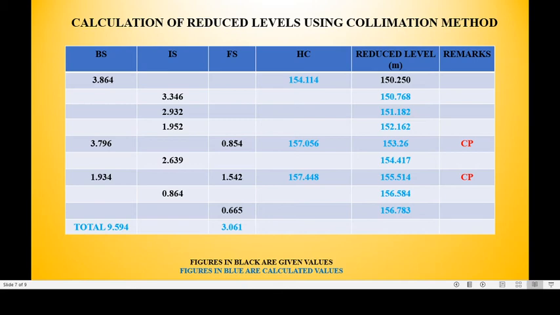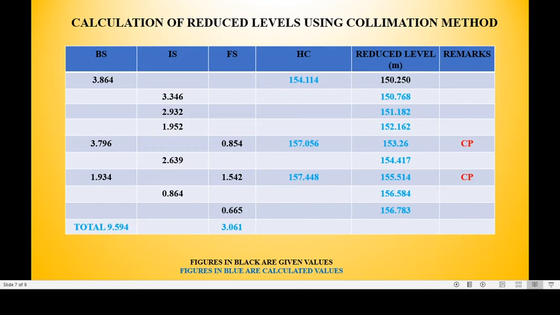We just need to find out the height of collimation, which is HC, for the change point. Now it should be noted that height of collimation is calculated only at the change point. So at the first station the height of collimation is found out by adding BS 3.864 plus the reduced level. We get the height of collimation.